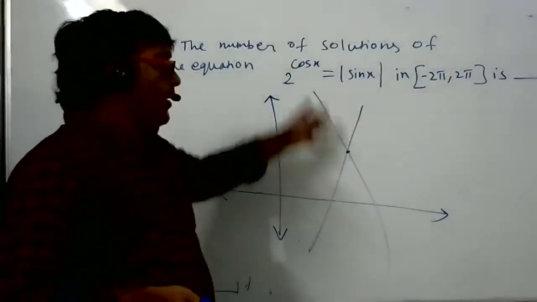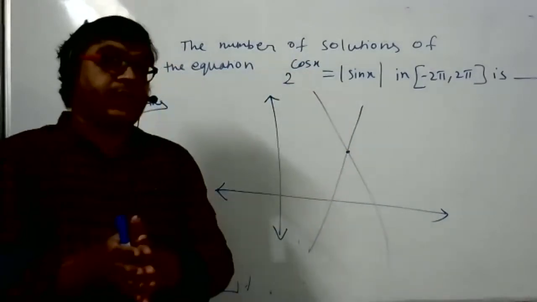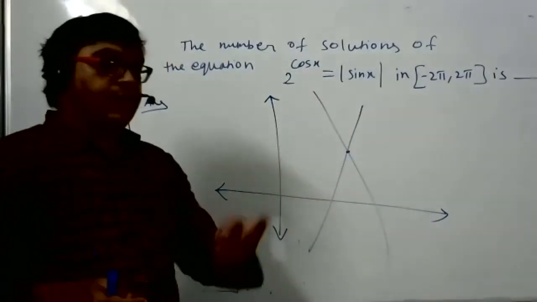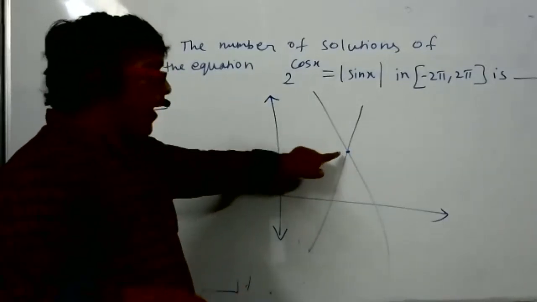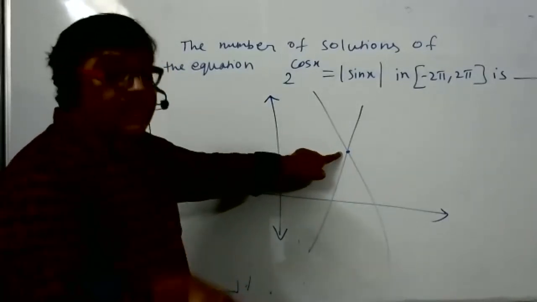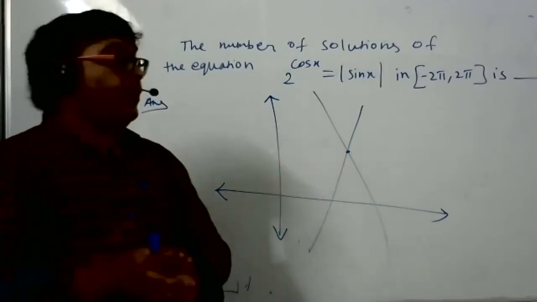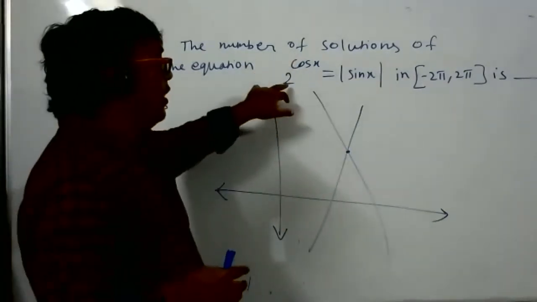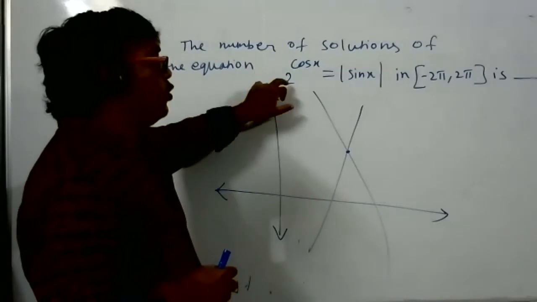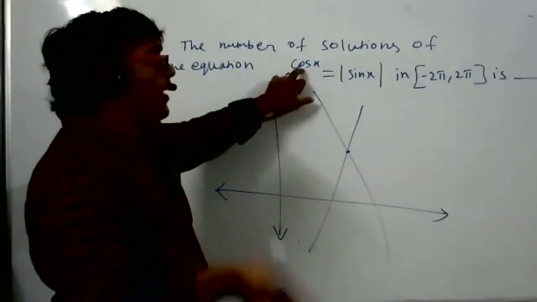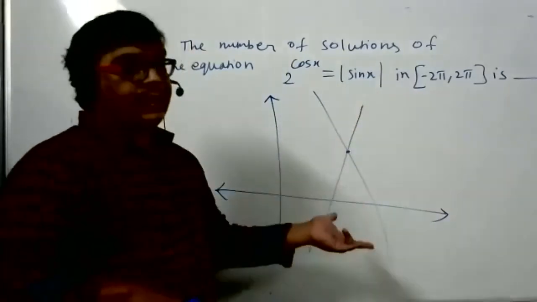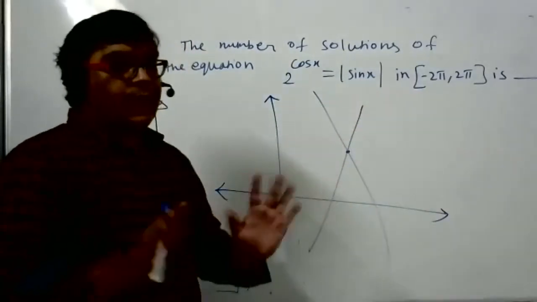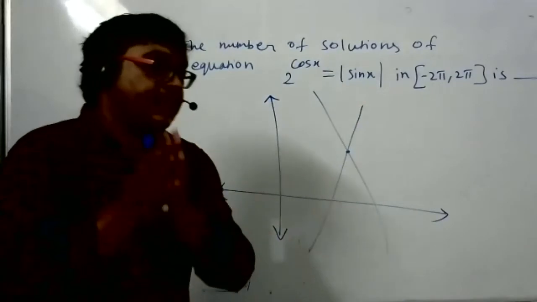So plot the linear graph, because a linear equation means always a straight line. So two linear equations means two straight lines, and where they intersect, that is the answer. So you find the coordinate of that point. That logic we will use. Here how many curves have they given? One curve is 2 to the power cos x. The second curve is mod sin x. In school both were straight lines, but now we are not dealing with straight lines. But the concept is the same.